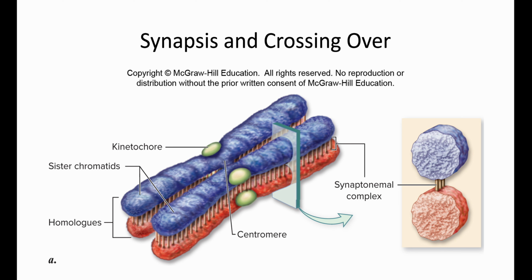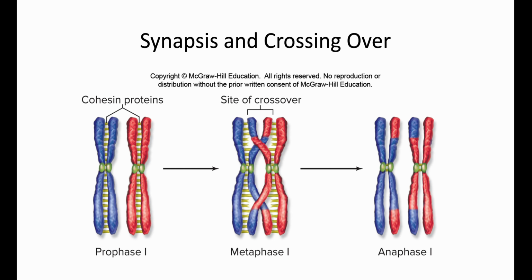Synapsis and crossing over is important because crossing over is where we generate new varieties of chromosomes. And so in this case, we have the two sister chromatids of the blue chromosome, we have the two sister chromatids of the red chromosome, and they're actually held together with this protein complex called the synaptonemal complex. And it basically sticks these two chromosomes together. Now, while they're stuck together, they can have the ends of the chromosomes break off and become reattached to the other chromosome, and this is what is referred to as crossing over.